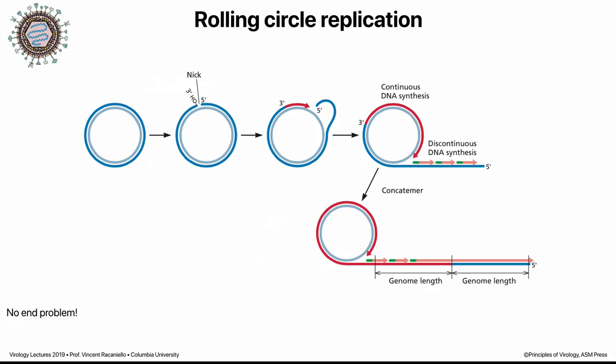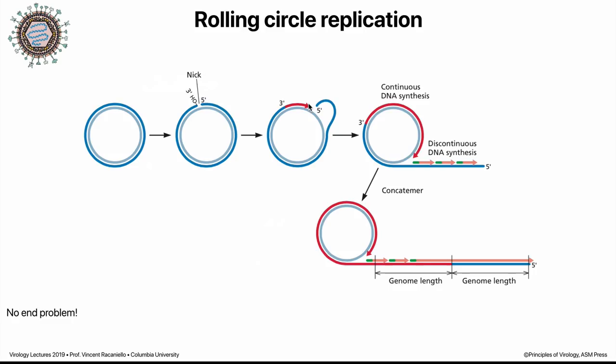You start with a double-stranded circle. You have to make a nick to generate a 3' end so that you can start synthesizing DNA. You can't just copy a double-stranded circle without a nick or a gap. And then the polymerase will start elongating at the 3' end. That's the red sequence, newly synthesized DNA. As that is made, it displaces the top strand. And that's shown coming off here.